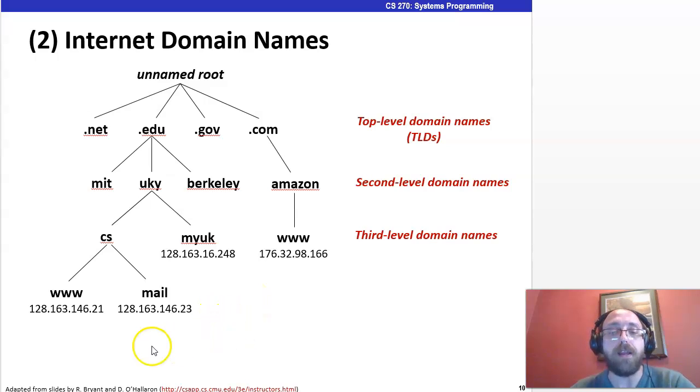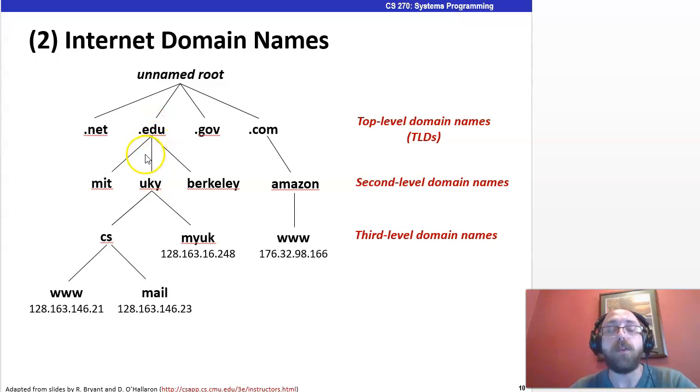So when you send a request to translate something like www.cs.uky.edu into an IP address, here's what happens. Your computer talks to a domain name server, which is probably operated by your internet service provider. This server doesn't have the information for every host out there on the internet or every domain name out there on the internet. That would be way too much. But what it does know is how to contact the root servers.